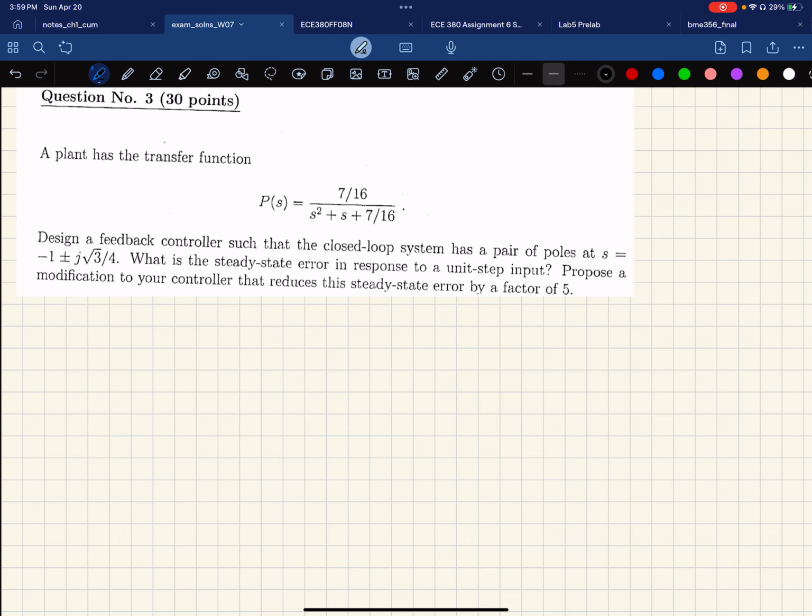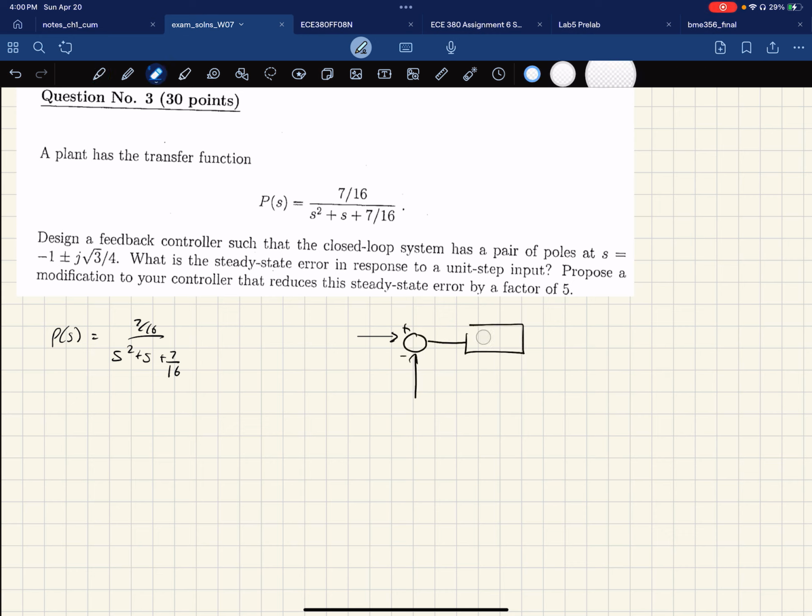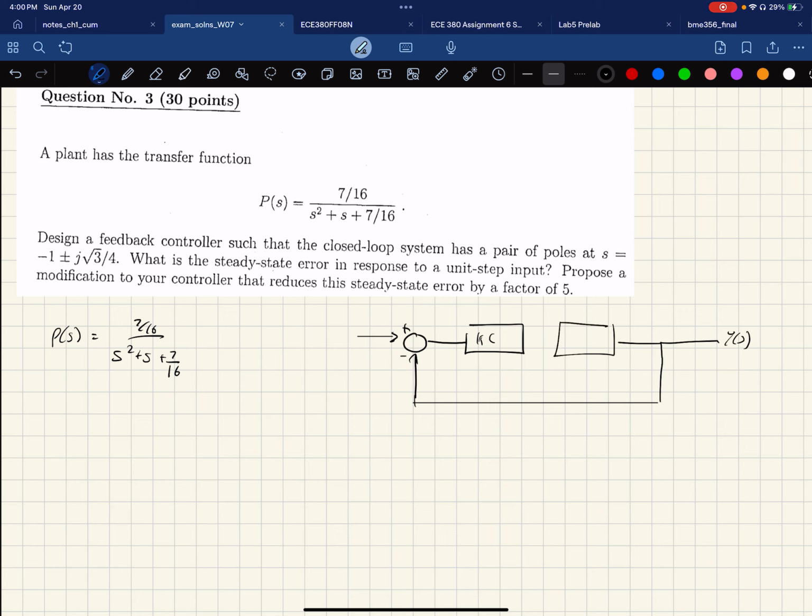The first part, plant has transfer function. So if you set P of S equals 7 over 16 over S squared plus S plus 7 over 16, this is my plant system. And just because I always like to have it, you have plus and minus, and in this course we're not responsible for designing a feedback gain or a feedback system. We just have a Y of S that comes in directly. And here's my plant, which is given to me, and here's my controller, which I'm going to design with some gain. Cool.